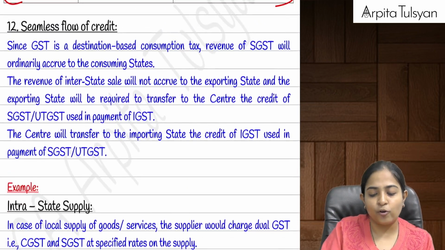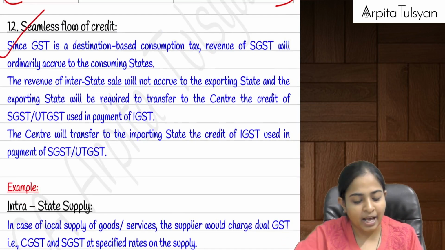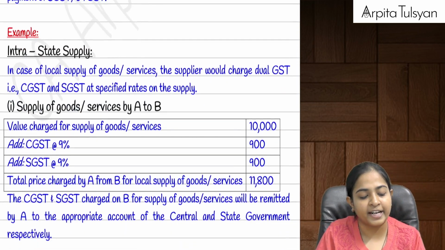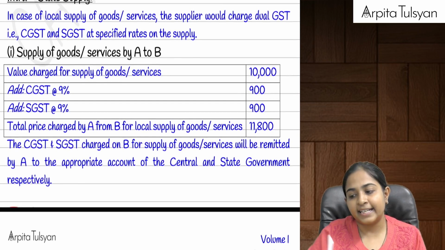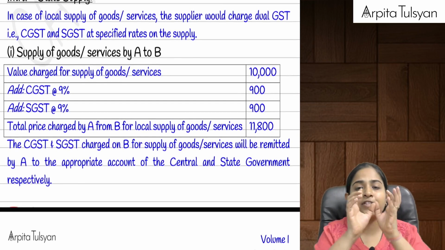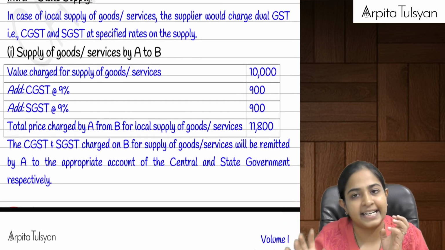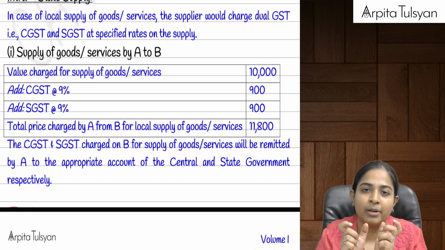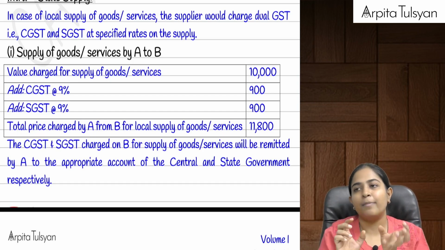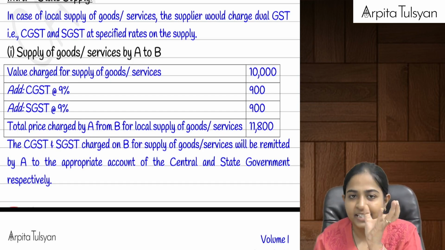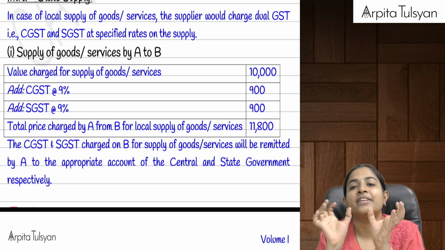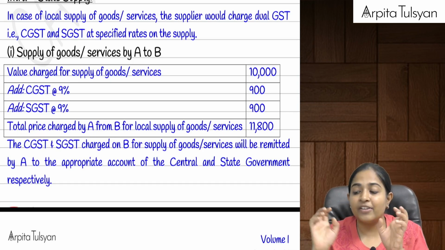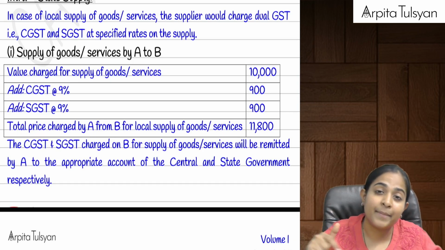Then seamless flow of credit, this we have already discussed. What happens in case of seamless flow of credit? Here they are telling that suppose there is an intra-state supply. So can we say CGST and SGST will be charged? This particular revenue should belong to that particular center. CGST will go to the center, SGST will go to which state? SGST will go to that state where the goods are ultimately consumed.